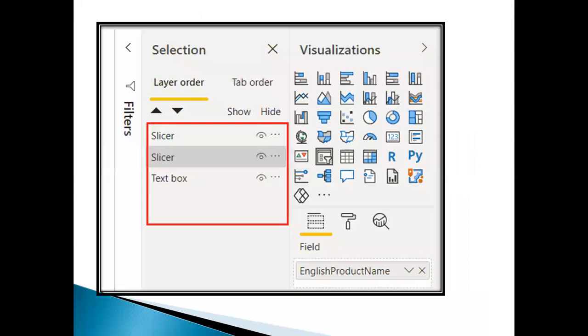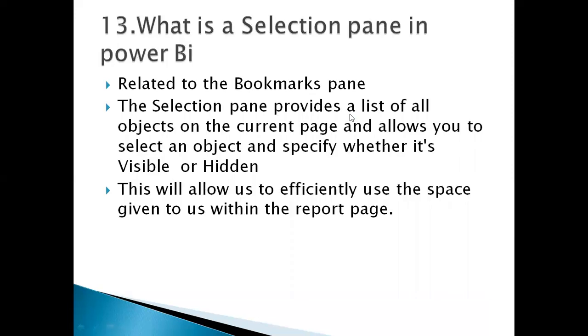If you see here, whenever you click on the selection, the eye option is there, no? That is called show. Whenever you click on that, it will be hidden. So hiding and making visible the object comes under the selection pane. Hide and visible, like show and hide the object in the selection pane. This is known as the selection pane in Power BI.